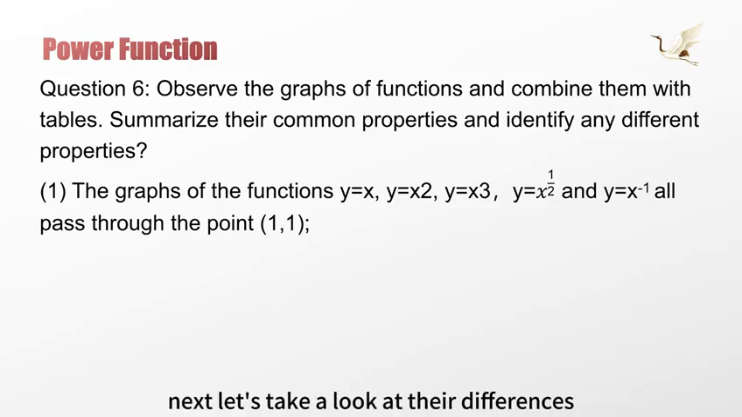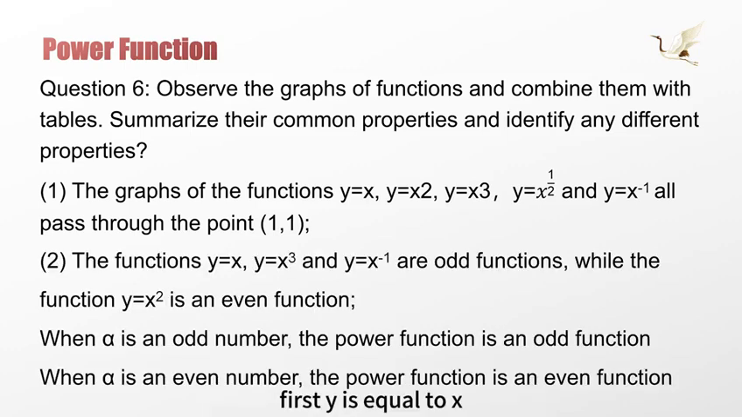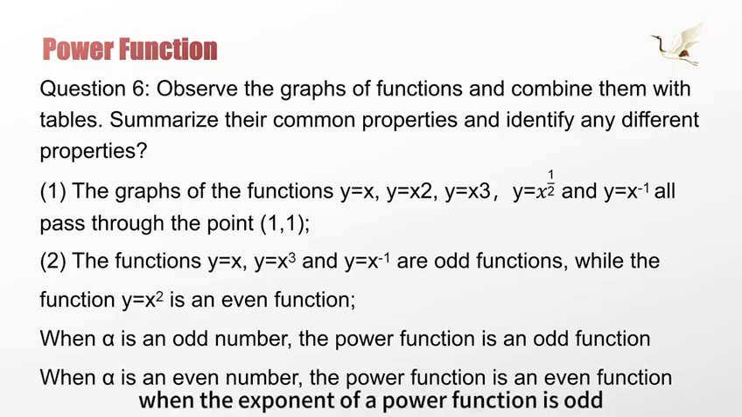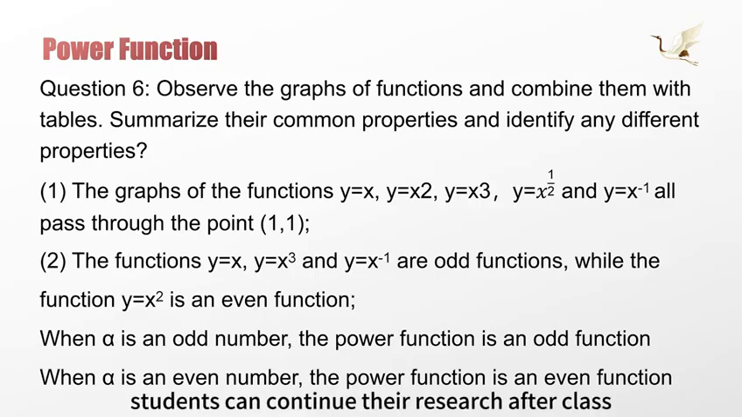Next, let's look at their differences from the perspective of symmetry. First, y equals x, y equals x to the third power, and y equals x to the negative first power are odd functions, while y equals x squared is an even function. You can see that when the exponent of a power function is odd, the corresponding power function is odd. When the exponent is even, the corresponding power function is even. Is this a coincidence or an inevitability? Interested students can continue their research after class.